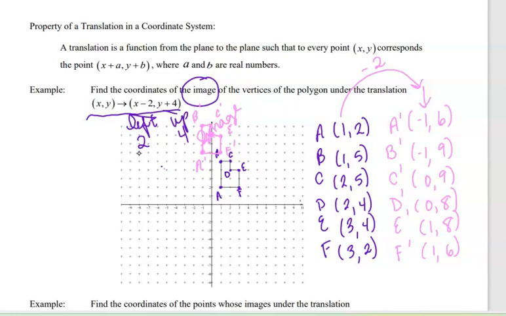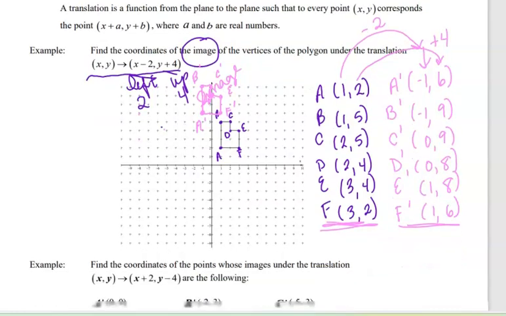On the y's, it's all of the original y coordinates, but adding 4 because it shifted up 4. So 2 plus 4 is 6. 5 plus 4 is 9. Down here, 4 plus 4 is 8. 2 plus 4 is 6. So here, these are the original coordinates of the pre-image, and then finally we have the coordinates of the image, which is what the problem asked for.